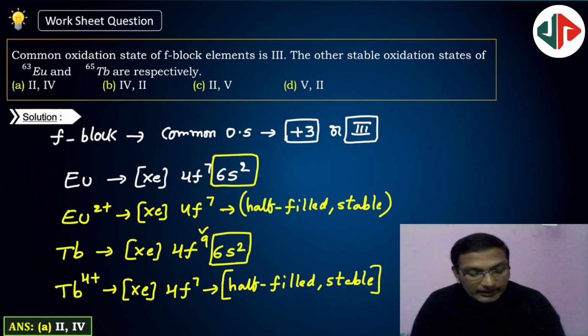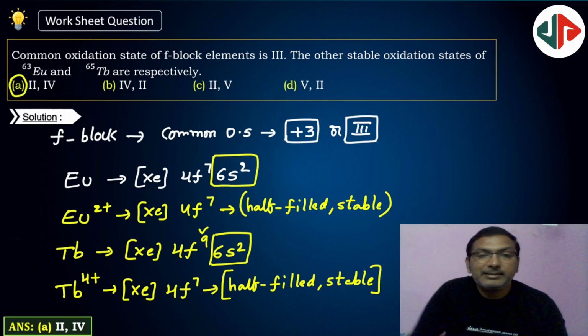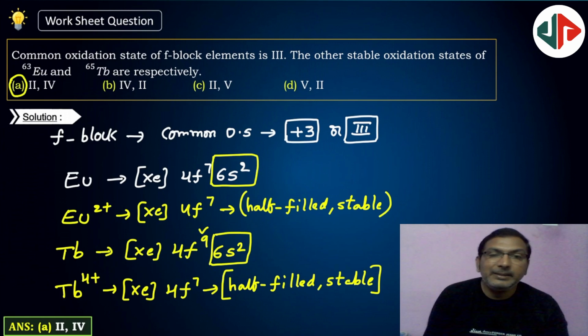Therefore, the other oxidation states of europium and terbium are +2 and +4. Therefore, option A. The most common state is +3, but some elements can exhibit +2 and +4 based on configuration.